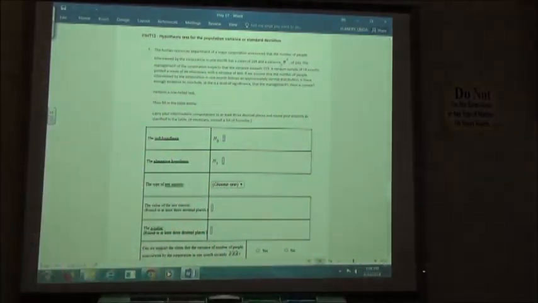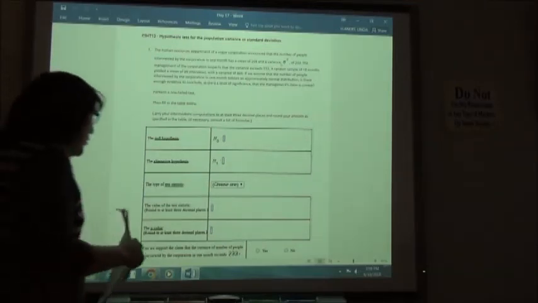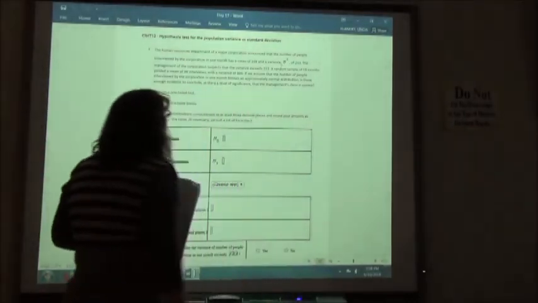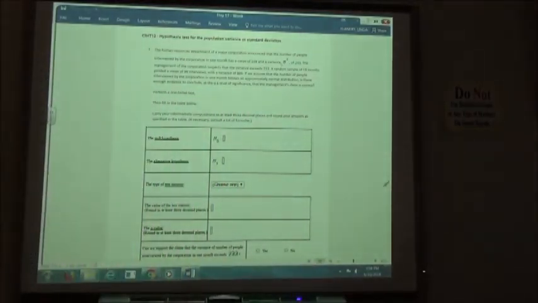Hypothesis tests for population variance and standard deviation. You have to remember that the variance is the standard deviation squared. Sometimes they give you the standard deviation, and if you need the variance, you just square it. Sometimes they give you the variance. If you need the standard deviation, you take the square root of it. So those two things work together. The variance is the standard deviation squared.